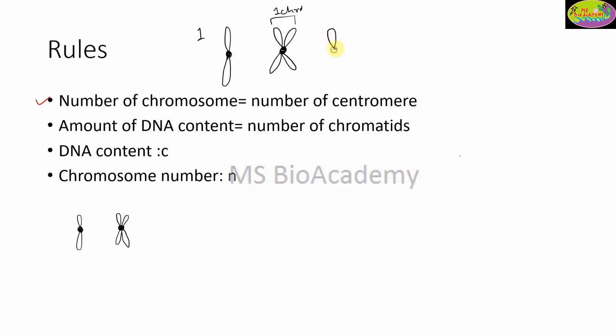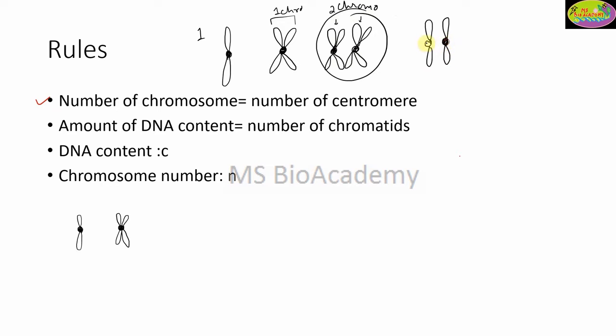Now if I give you this one, what do you see here? There are two centromeres. That means this is one chromosome, and this is one chromosome, so two chromosomes are present. Similarly, if I give you this one, here also you can see two centromeres are present. One is this, one is this. That means these are two chromosomes. This is one chromosome, this is another chromosome. So two chromosomes again.